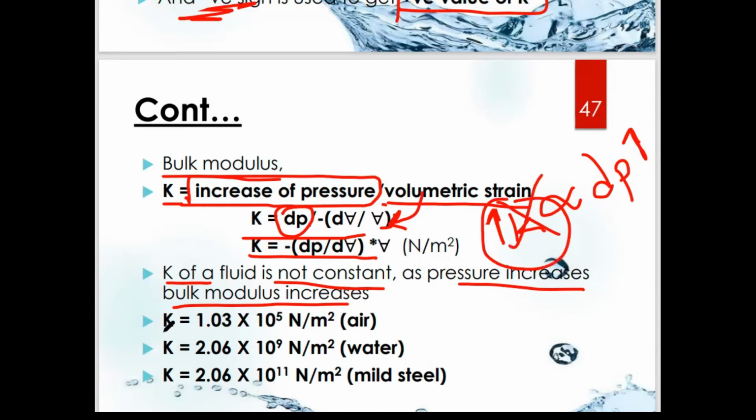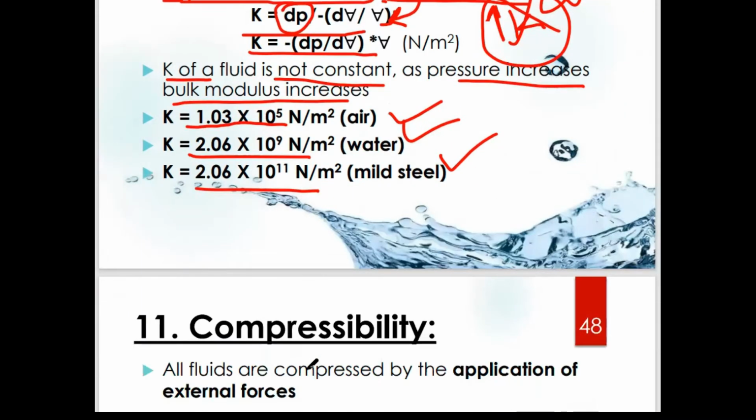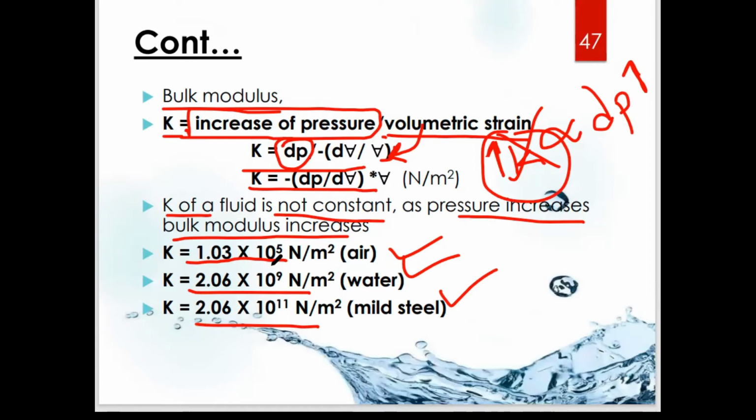And we have the standard values of this bulk modulus for air, water, and mild steel. For air it is 1.03 × 10^5 Newton per meter square. For water it is 2.06 × 10^9 Newton per meter square. And for mild steel it is 2.06 × 10^11 Newton per meter square. So that is the bulk modulus property.